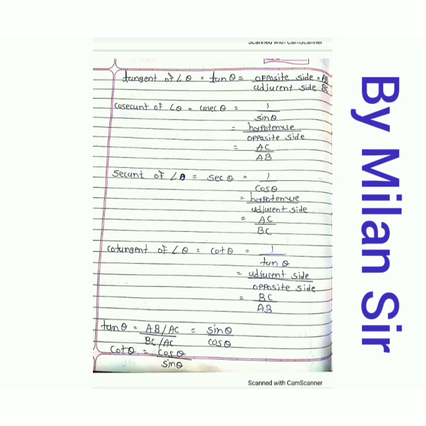Now we learn about inverse of these 3 trigonometric functions. Now cosec theta. Cosec theta is inverse of sin theta, and full form of cosec theta is cosecant of angle theta. Now what do you mean by inverse? Inverse means if we multiply a number by its inverse, then answer becomes 1. So here I can write sin theta into cosec theta is equal to 1.